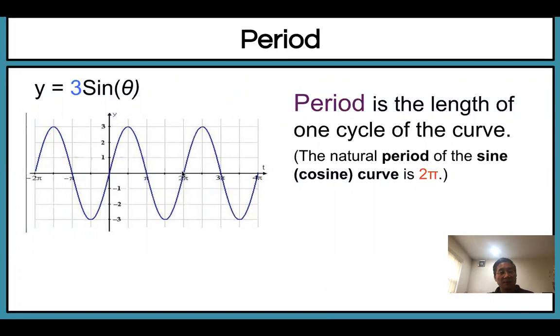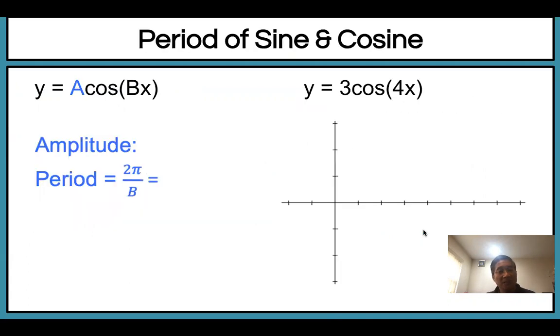But not always do these trigonometric functions have only 2 pi radians. Let's look at the formula with the other functions. Period is 2 pi over b. 2 pi is 360 degrees, so 360 degrees divided by b. What is the b? What is the b? Let's see.